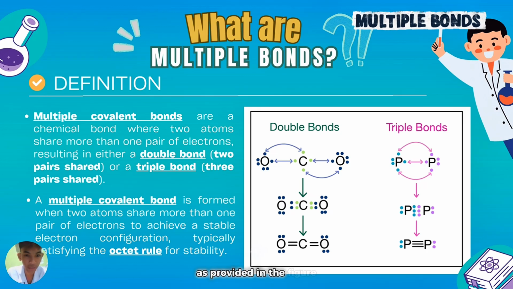As provided in the figure, it shows that double bonds and triple bonds truly differ from each other. But how do they really differ from each other?